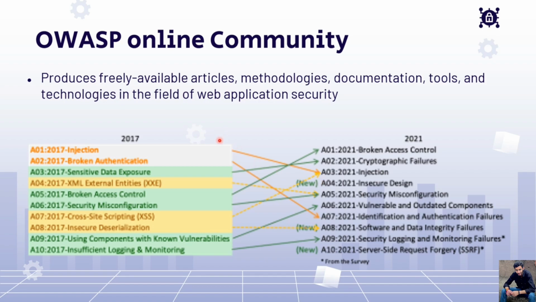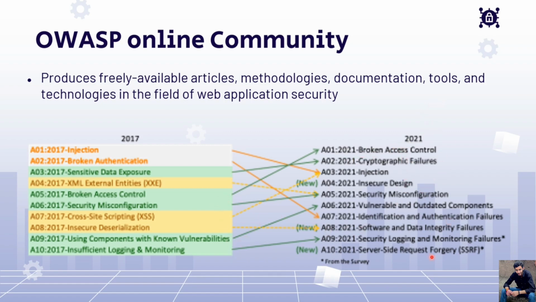The aim of the OWASP online community is to raise awareness about application security by identifying some of the most critical risks that organizations and businesses are facing. Right? So the OWASP online community is really helping organizations and businesses strengthen their security by identifying critical risks that occur in applications. Right? In 2017, these were the most highly occurring vulnerabilities seen in applications.